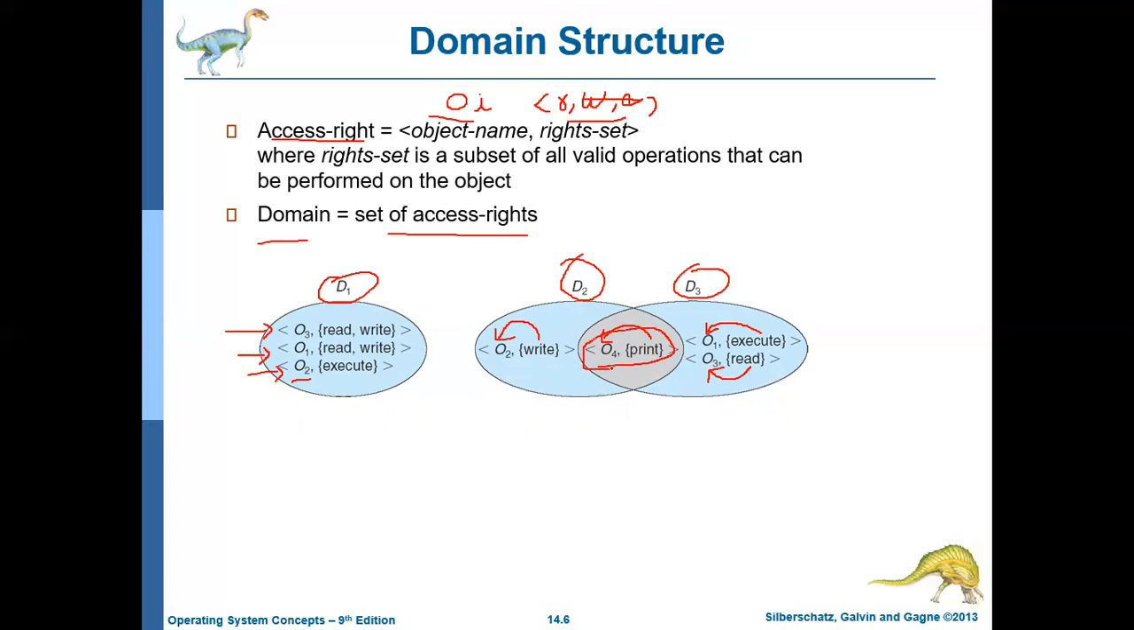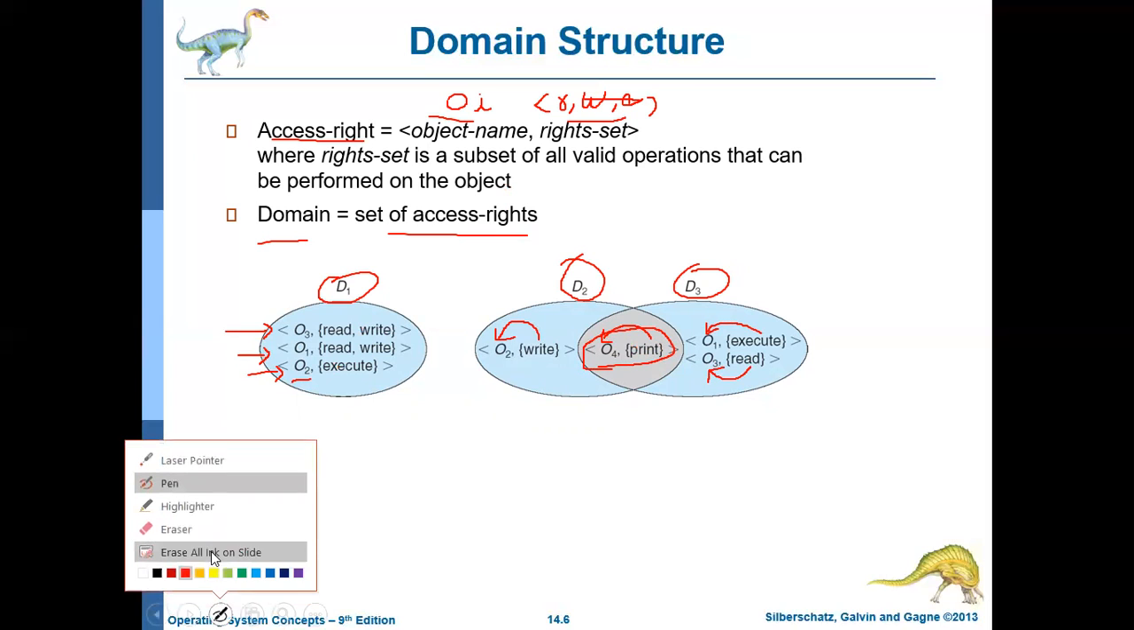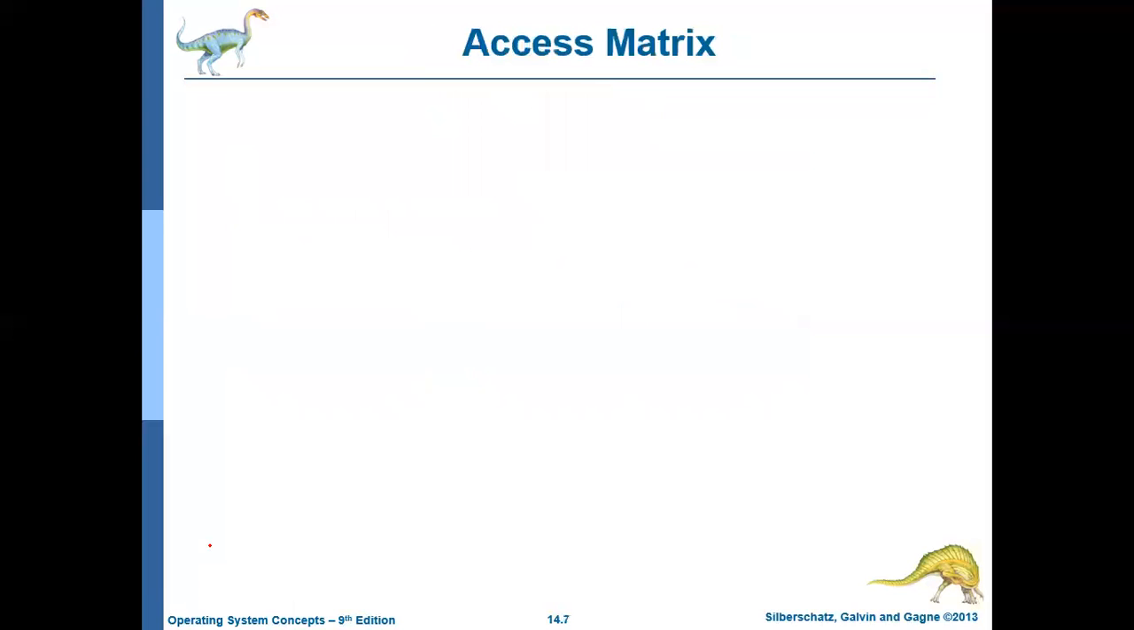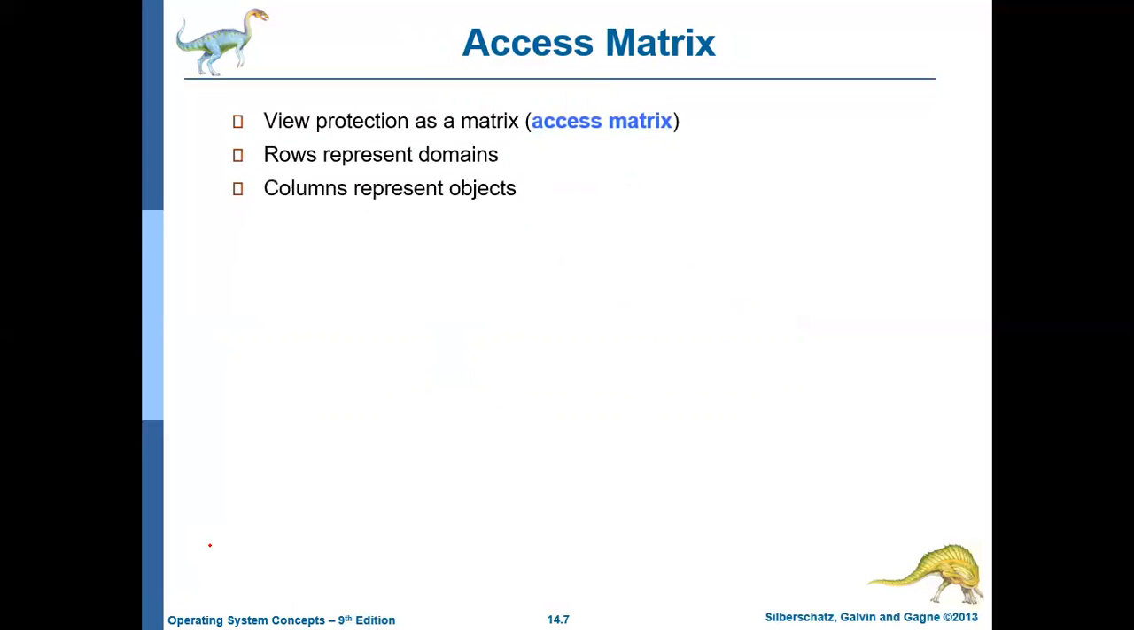Sometimes the same access rights can be used by multiple domains. So you can see here this access right where a print operation can be performed on the object O4 is being used by domain D3 and also domain D2. So a domain is a set of access rights. Okay, fine. And the access rights can be defined using an access matrix.